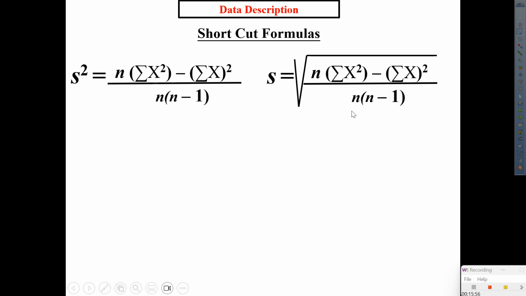Shortcut formulas, students, copy those. And as you're copying them, try and understand all the symbols that you're copying to make sure that you know each part, what it means. By now you should know all the symbols. I'll give you some time to copy those. Go.